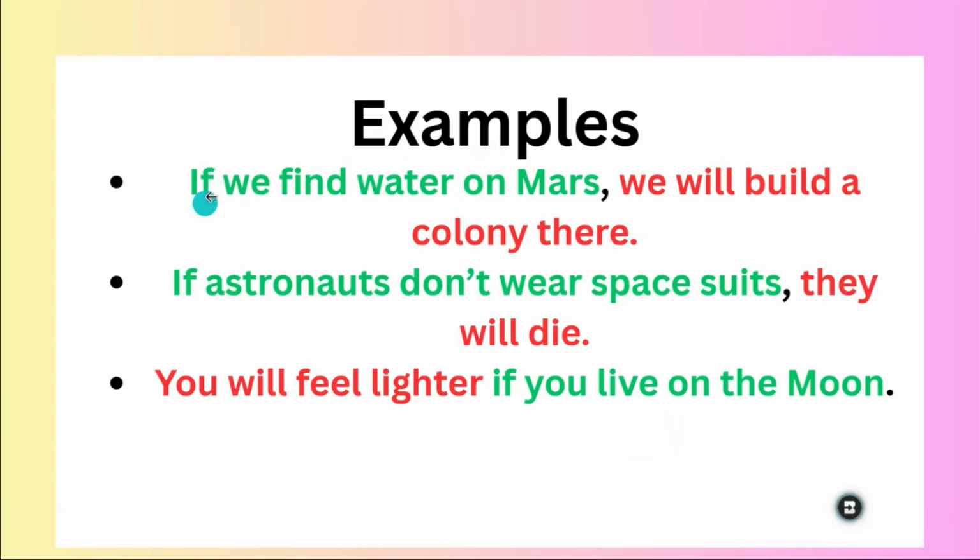Over here, we have: if we find water on Mars, we will build a colony there. Just let me show you that there is a conditional sentence over here, the tool, if, is the conditional tool, and we find water on Mars. This is the conditional sentence, and after that, this is the result. The sentence I read is the result. So here what they said, if we find water on Mars, we will build a colony there. This is a possibility. Maybe it will happen in the future.